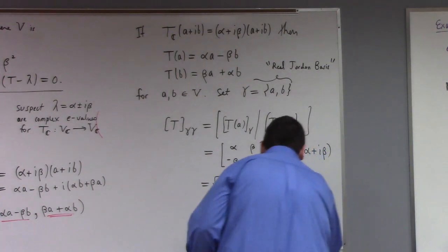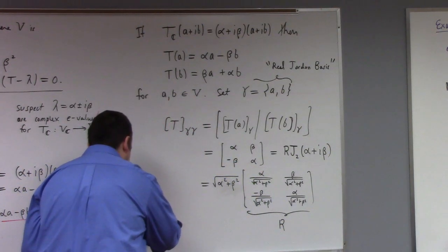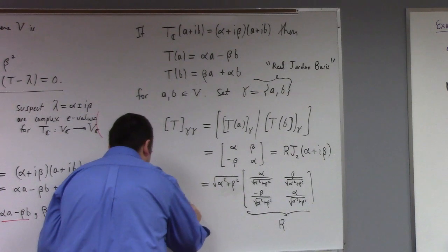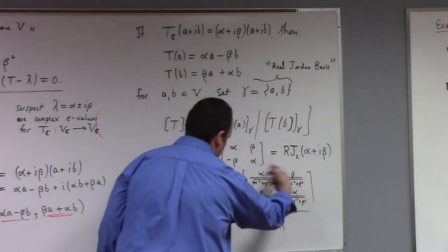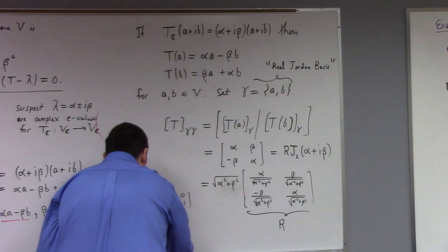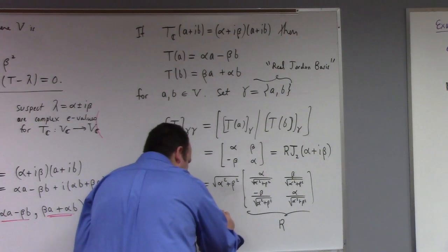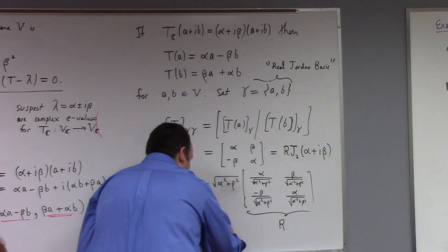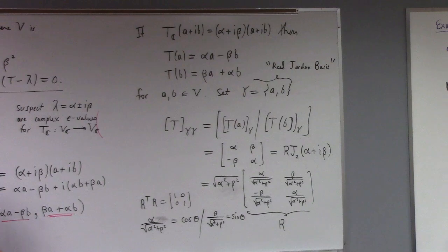Because if you look at this matrix R, you can prove that it has the property R transpose R equals 1, 0, 0, 1. And also you can identify alpha over the square root of alpha squared plus beta squared as being cosine of theta, and beta over the square root of alpha squared plus beta squared as being the sine of theta, which makes R a rotation by angle theta.